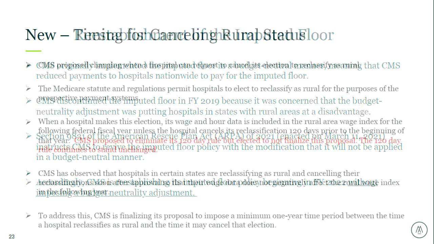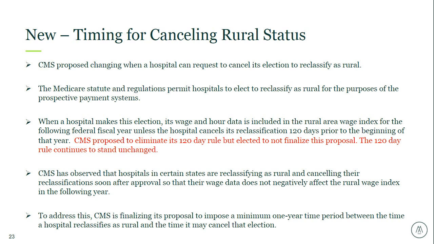Another new change originating from the IPPS proposed rule is a finalization to address the timing for canceling rural status. CMS had proposed changing when a hospital can request to cancel its election to reclassify as rural. Medicare statute and regulations permit hospitals to elect to reclassify as rural for purposes of the prospective payment systems. When a hospital makes this election, its wage and hours data is included in the rural area wage index for the following federal fiscal year, unless the hospital cancels its reclassification 120 days prior to the beginning of that year. CMS had proposed to eliminate its 120-day rule, but at the end of the day, it elected to not finalize this proposal. So the 120-day rule continues to stand unchanged.